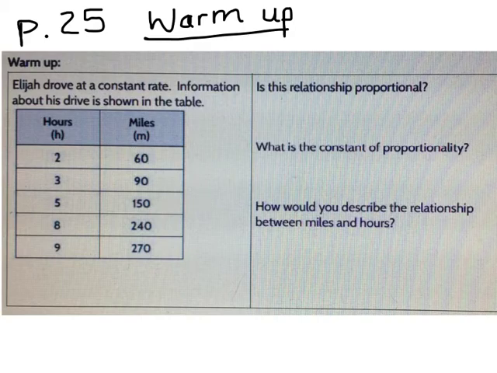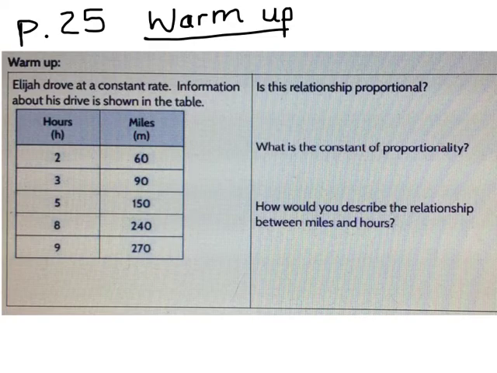If you would like to work along with this problem in your packet, pause the video now. We're going to do the warm-up on page 25 together. Let's read this problem. Elijah drove at a constant rate. Information about his drive is shown in the table. The first question asks, is this relationship proportional?